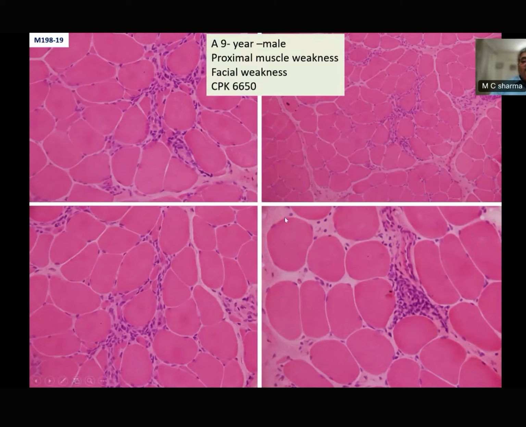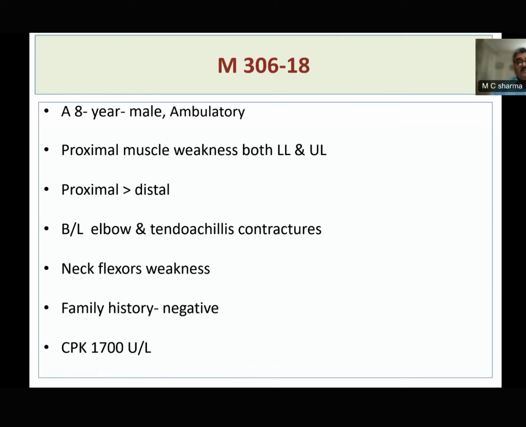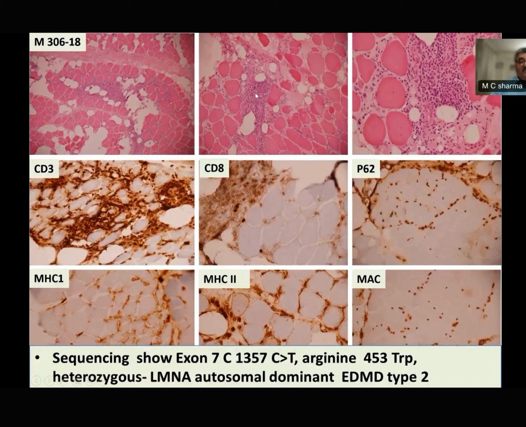Now, what are the differentials of the inflammatory myopathies? This is one of the patients who has facial muscle weakness. CPK is very high. There is inflammation. So facioscapulohumeral muscular dystrophy is the one where one can get the inflammation. The other is in young children. Sometimes there's a lot of inflammation.